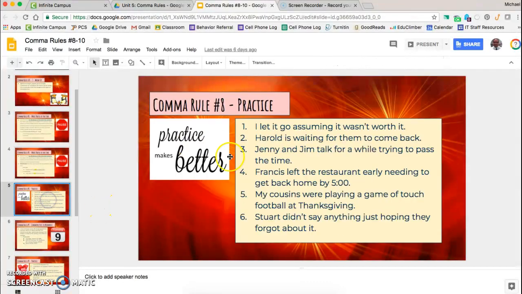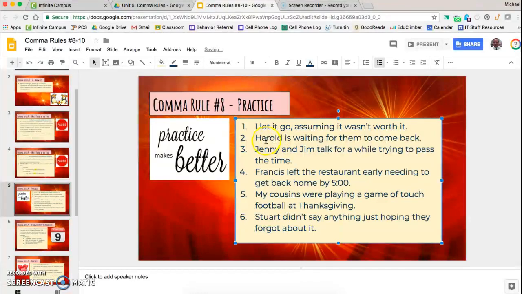Okay, there are some practice problems for rule number 8. I let it go, assuming it wasn't worthwhile. We find our ing verb, assuming. We're going to take everything with that and see if we can put it at the beginning of the sentence. So, assuming it wasn't worth it, I let it go. That makes sense. So in this case, I would put a comma before it.